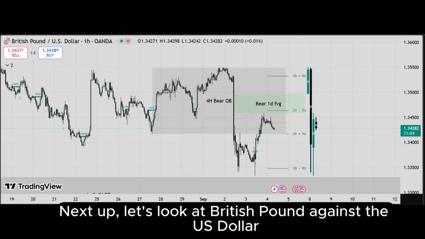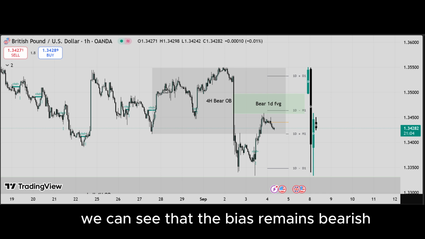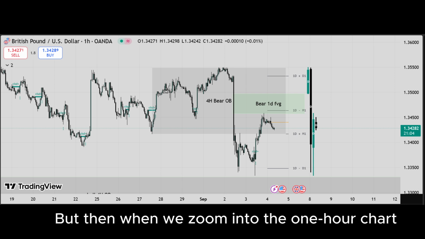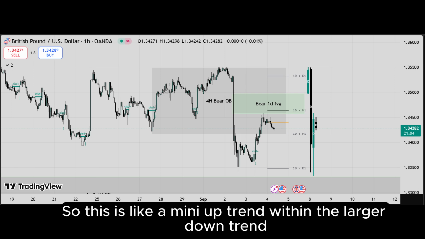Next up, let's look at British pound against the US dollar on the higher time frame. The daily chart, we can see that the bias remains bearish. But then when we zoom into the 1-hour chart, price is inside a 4-hour bearish order block with a 1-day bearish fair value gap overhead. So this is like a mini uptrend within the larger downtrend.